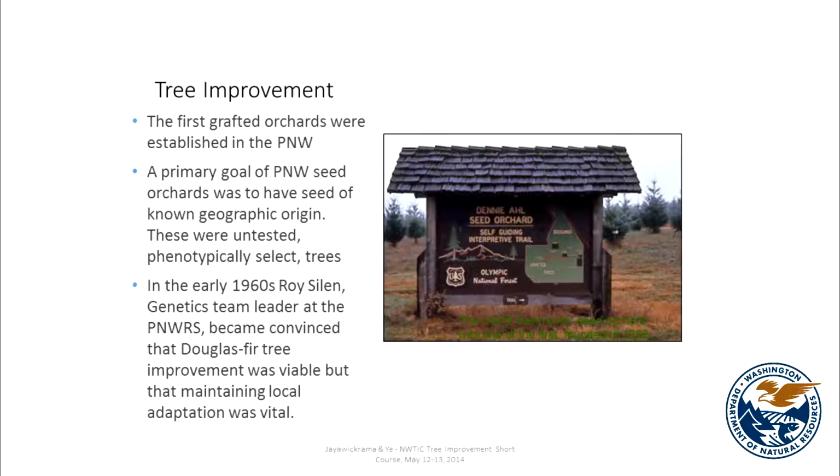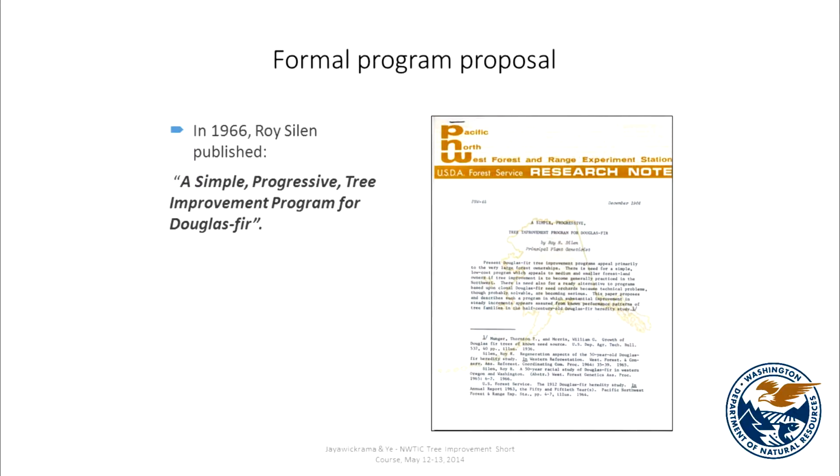But in the early 60s, the Pacific Northwest Research Station decided that we could do better than just select woods run trees. We could actually breed these trees, assuming that we would also be able to maintain local adaptation. And so Roy Seiling put together a proposal, and given that tree improvement with Douglas fir is still going on in the Pacific Northwest, I think it's safe to say that it was well accepted, and industry and agency decided to get together and cooperate on a few different tree improvement programs.